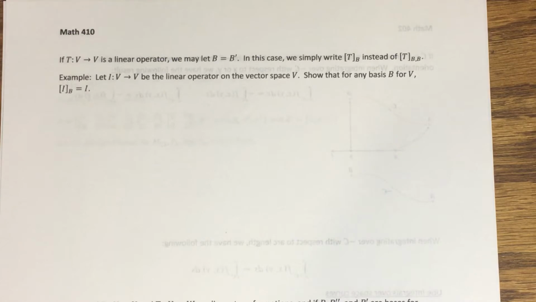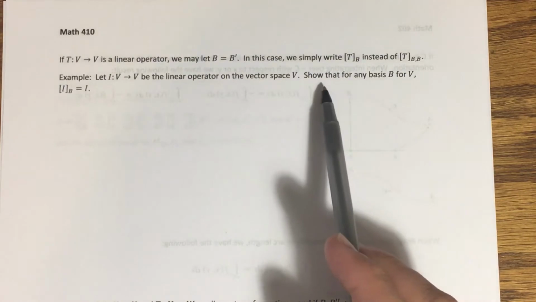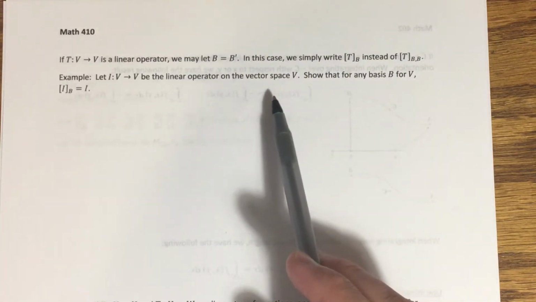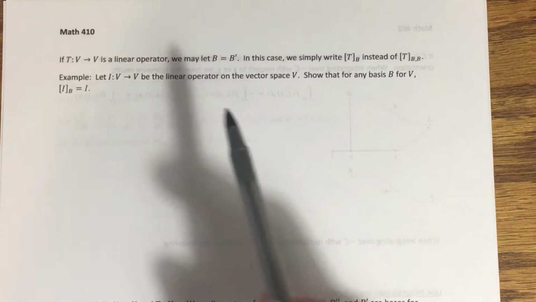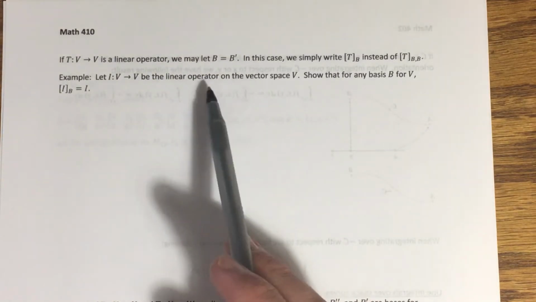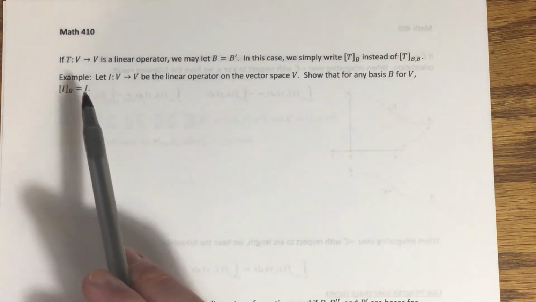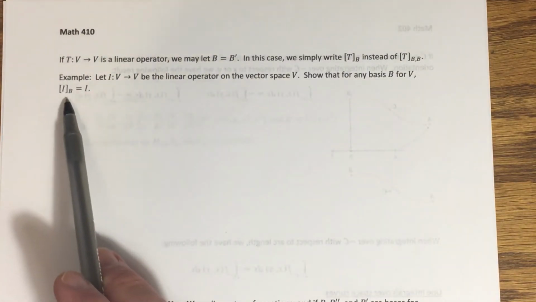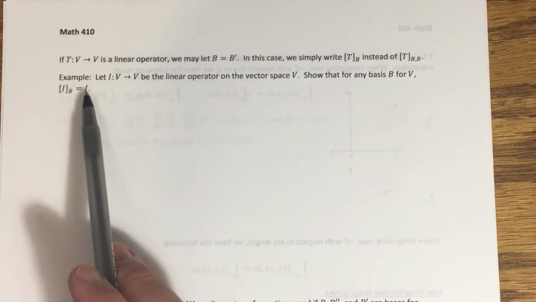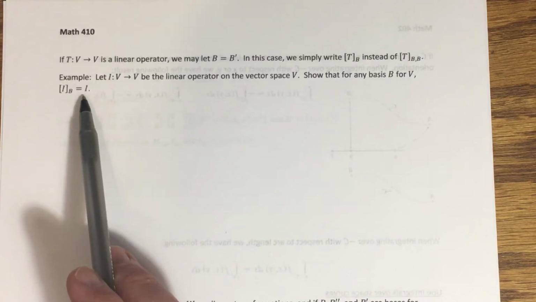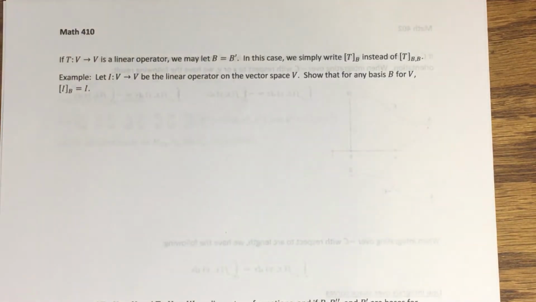So if B is any basis for V, I want to find the matrix for that transformation, the matrix for I relative to our basis. What I'd like to show is that the matrix for our identity operator relative to B is always just the identity matrix. Not a huge surprise, hopefully, that the identity operator has the identity matrix as its matrix, but let's see why that's the case.